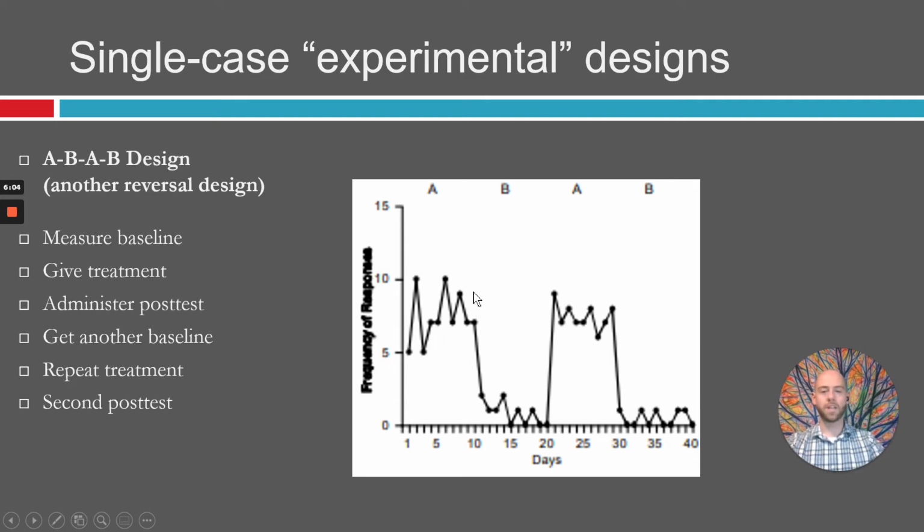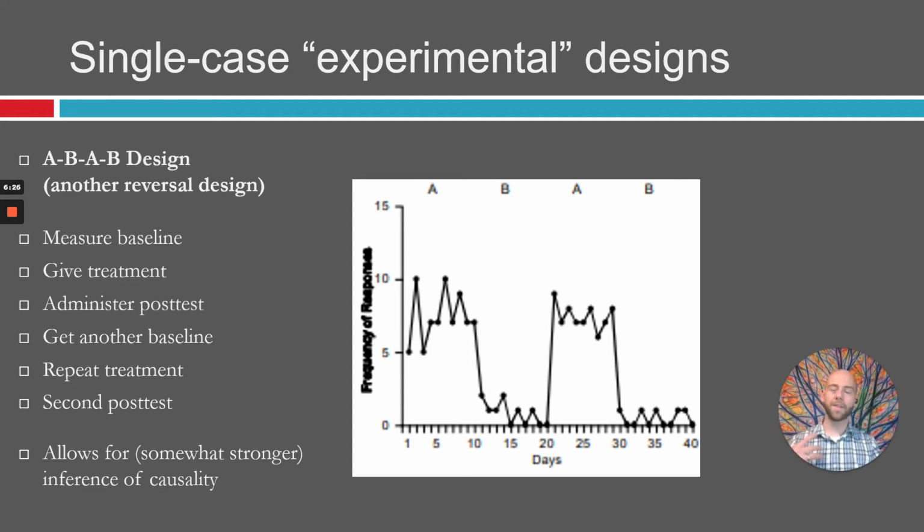You measure a baseline, you introduce a treatment, continue to measure, remove the treatment, measure back at baseline, introduce the treatment again, and you can observe that change if it exists. So again, this does help make a slightly more convincing argument for causality, but this is never going to be as convincing a bit of evidence as a true experiment where you are randomly assigning people to your different conditions and you're eliminating a lot of those alternative explanations.